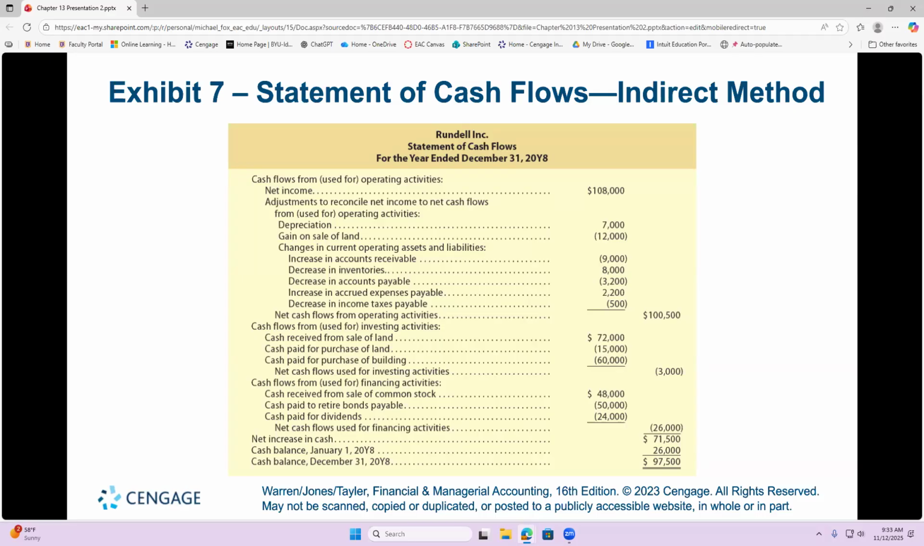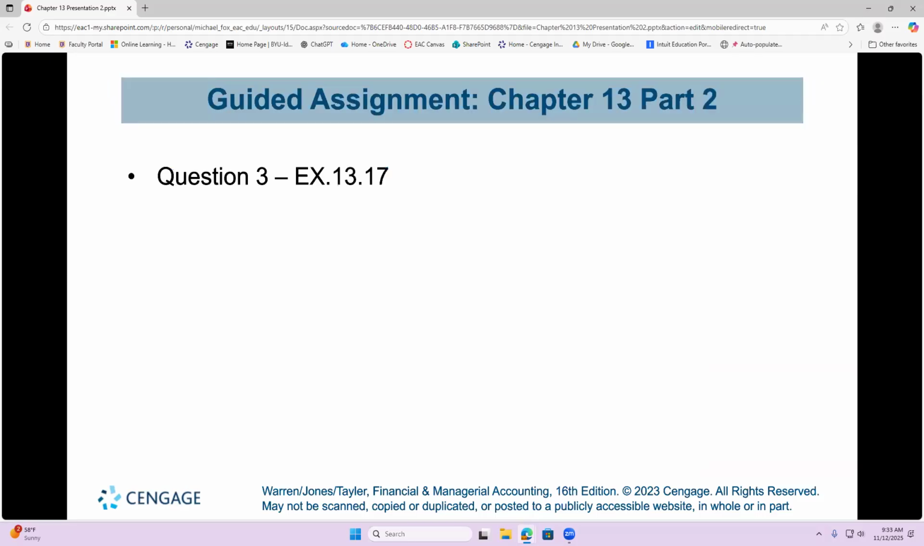All right. So that's what a statement of cash flows ends up looking like. Let's create one here.